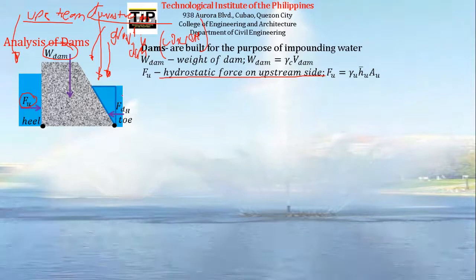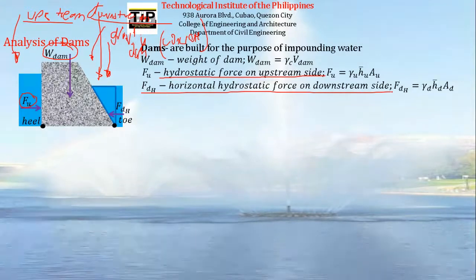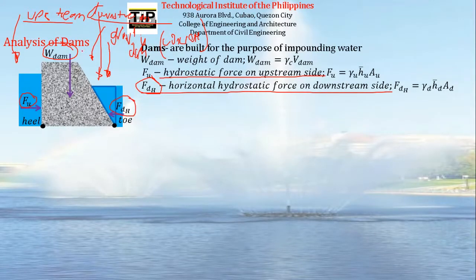Now, since we have water here, we will have another hydrostatic force. So we have this F sub dH. That's the horizontal hydrostatic force on the downstream side. So far we have three forces that are acting on the dam. We have the self weight of the dam, the hydrostatic force on the upstream side, and the hydrostatic force on the downstream side.